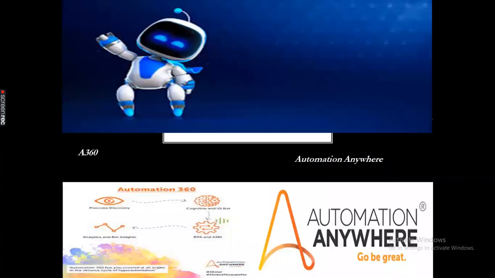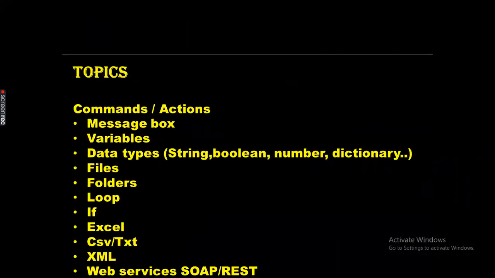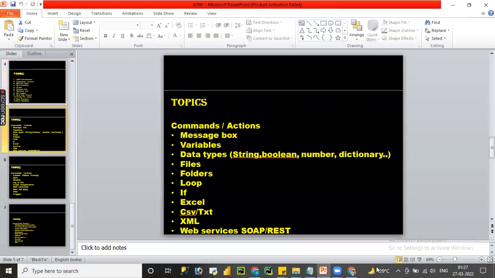As part of the Automation Anywhere A360 series, we are going to learn each and every concept and advanced concepts in A360, and we are learning commands first. In the commands topic agenda, we have already covered message box, variables, data types, and files. We have covered a few concepts, so we are going to cover the remaining concepts in the files package.